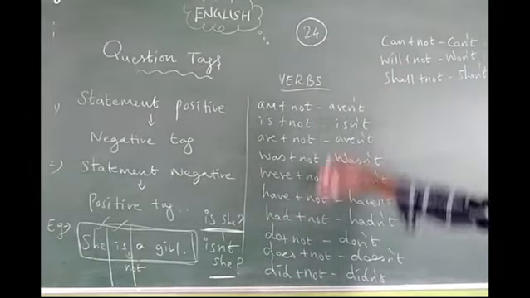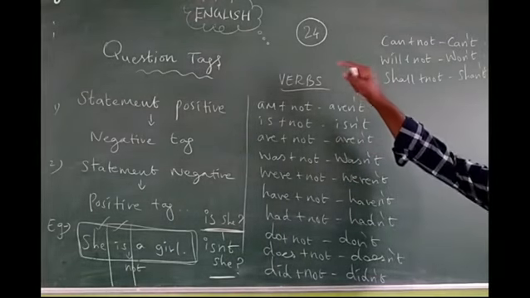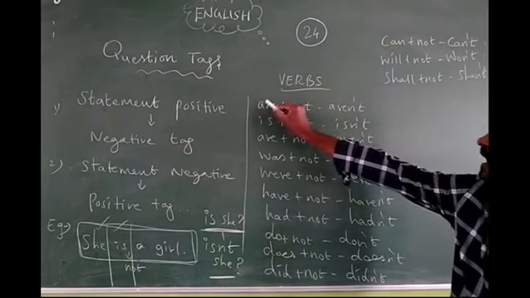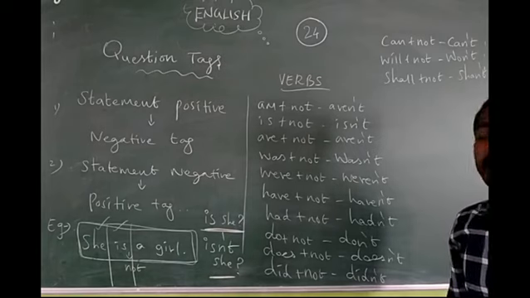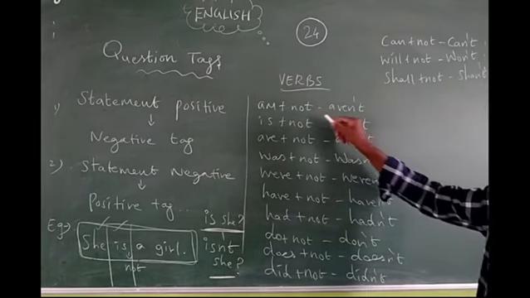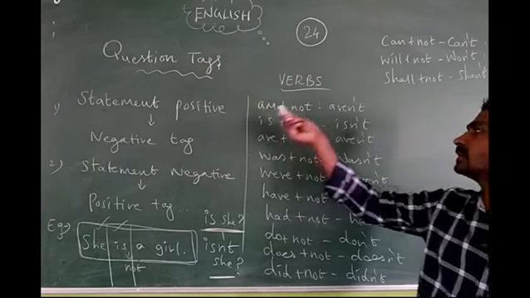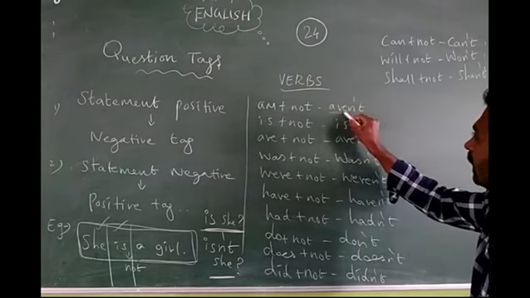The same thing applies to the verbs. How does the verb change in the question tag? For example, if the sentence has am, for example, I am a teacher, the tag should be different. Why, sir? Because only the word am takes a different tag: aren't.